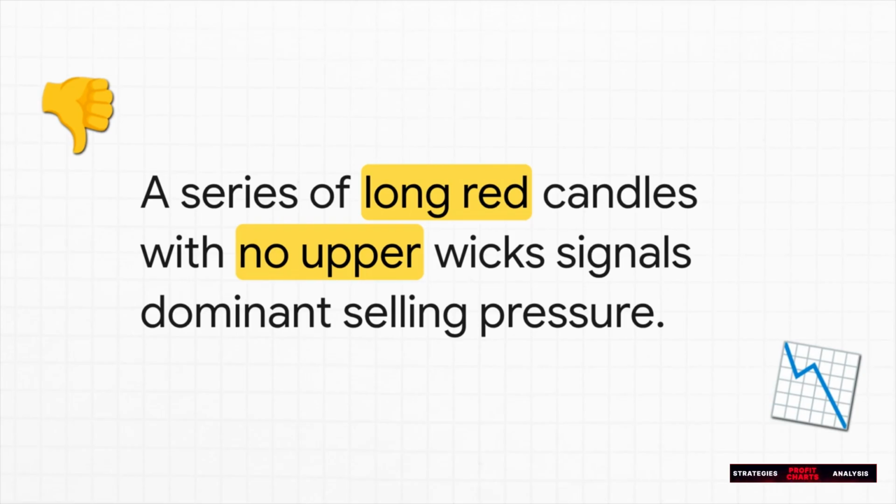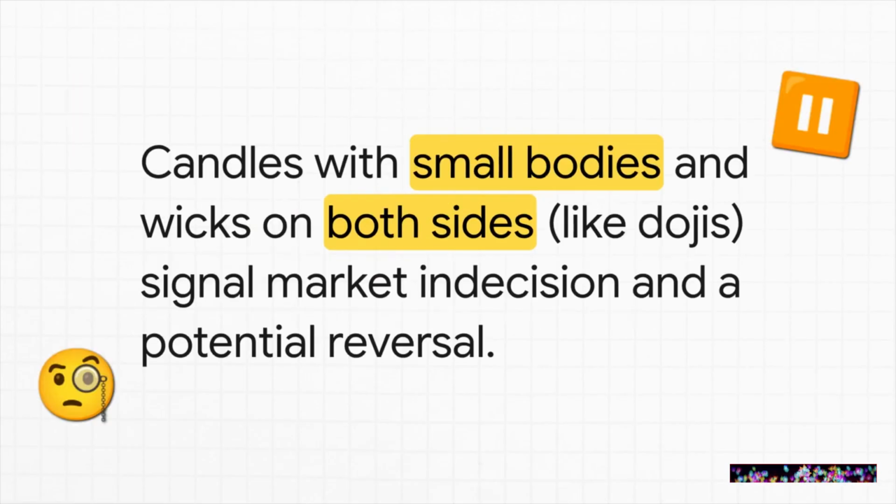It's just powerful, persistent selling. But what about when the party might be ending? Well, you'll start to see these little guys, candles with small bodies and wicks on both sides. They look a lot like dojis. This is the market hitting the brakes. It's a sign of total indecision. The buyers and sellers are in a standoff, and it's a huge clue that the trend is running out of steam and might be about to turn around.